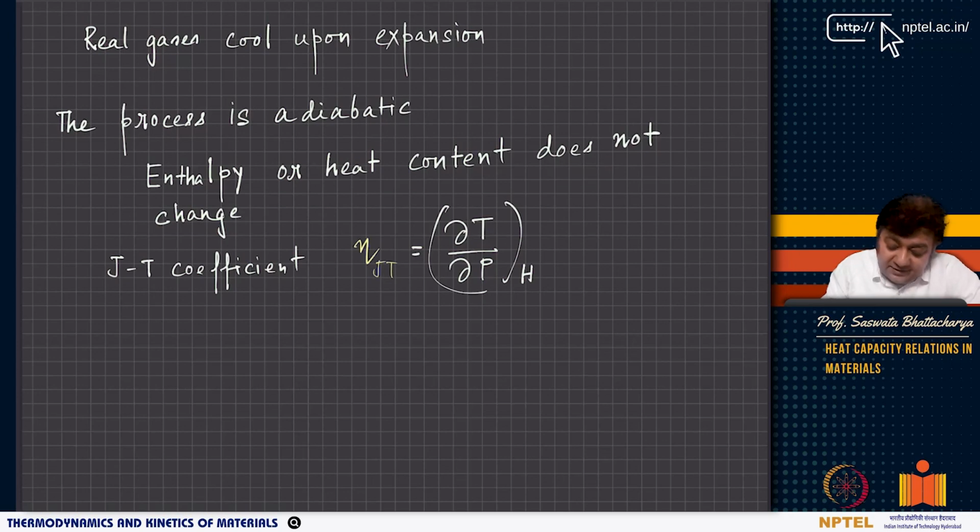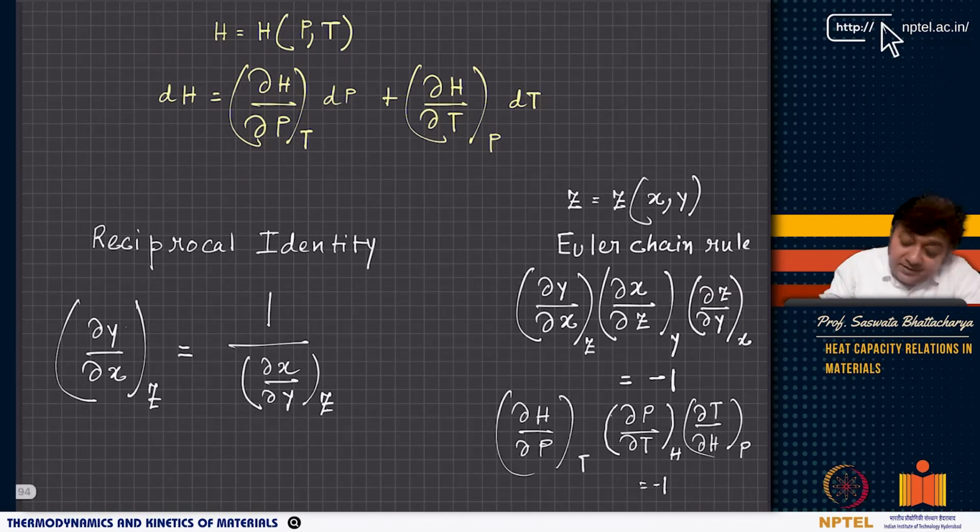And then you can define a Joule-Thomson coefficient, eta JT, which is del T del P at constant enthalpy. Now, H is a state function, so dH is an exact differential, so dH can be written in terms of del H by del P at constant T and del H by del T at constant P, and there is a reciprocal relation. As I told you, knowledge of partial differentiation is very important when you try to understand thermodynamics. Reciprocality is something that all of us know: del x by del y at constant z equals 1 by del y by del x at constant z. And this Euler chain rule is quite interesting.